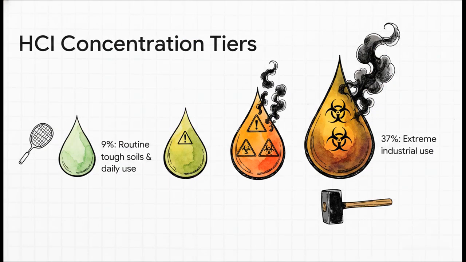Because we respect the chemistry, we have to select the exact right dosage. Here's your breakdown for hydrochloric acid tiers. 9% HCl, that's perfect for routine tough soils and daily commercial use. Stepping up to 15 or 20% gives you a really nice, balanced strength for stubborn indoor stains. 31%, which you'll often hear called muriatic acid, is strictly reserved for severe commercial buildup and industrial level scale. And 37%? That is for extreme industrial use only, requiring the absolute strictest PPE. Your job as a professional is to select the exact required strength for the specific threat level you're facing. Basically, don't use a sledgehammer to swat a fly.